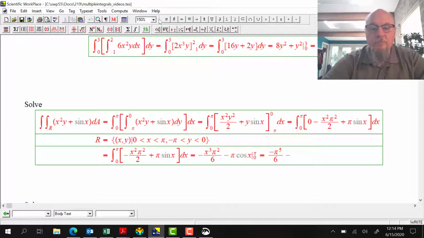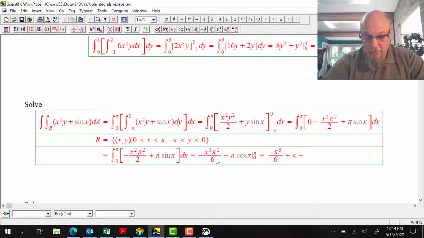minus pi. Cos of pi is minus 1, so that's going to make this a plus. Minus, when I plug 0 in, this piece is 0, but cos of 0 is 1, so minus a minus pi, this becomes another plus pi. Whole answer is minus pi to the 5th over 6 plus 2 pi. Let's just clean that up.